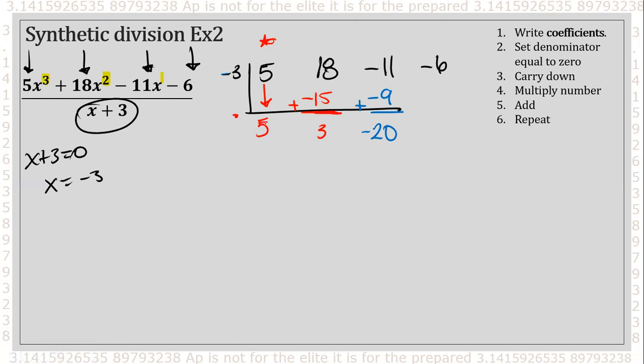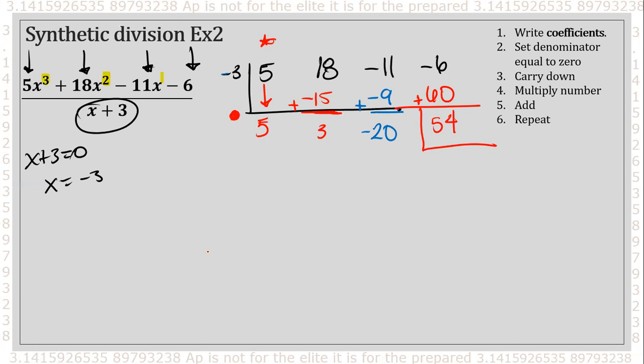The last part is to multiply, right? -3 times -20 gives me a positive 60, because a negative times a negative gives me a positive. And all I have to do now is add these two terms together. So positive 60 minus 6 gives me a remainder of 54.